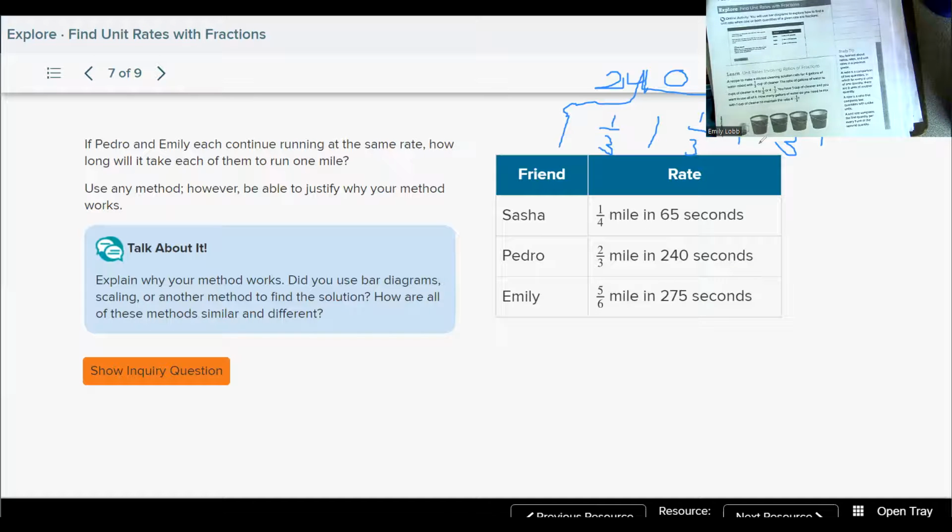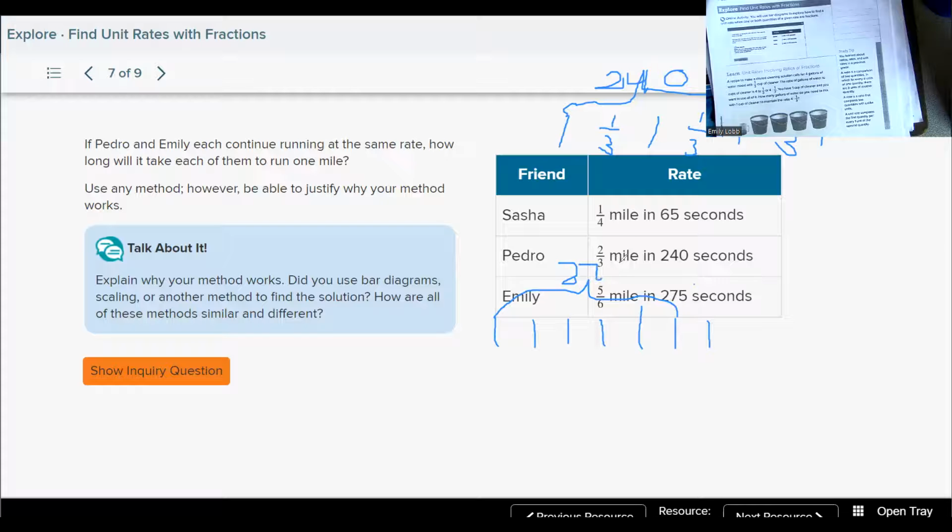Now, Emily is running 5/6 of a mile in 275 seconds. So we could think of it in sixths again. So I have, it's a lot, isn't it? So if I have 3 pieces this time, I can separate them. So 5 of these adds up to what?